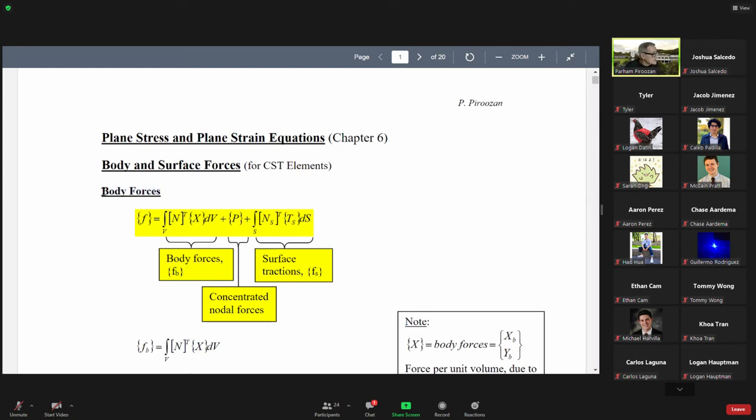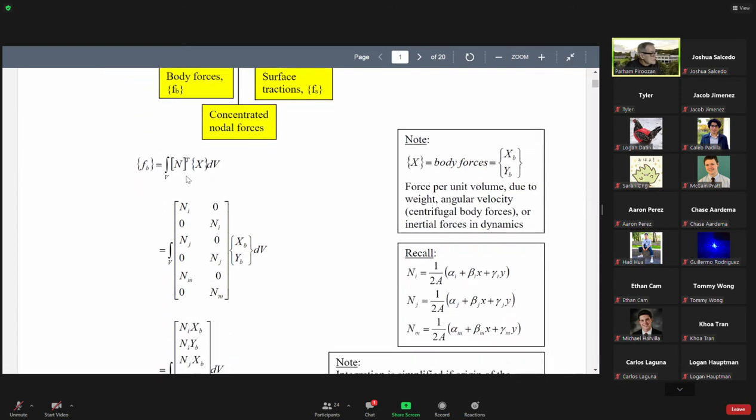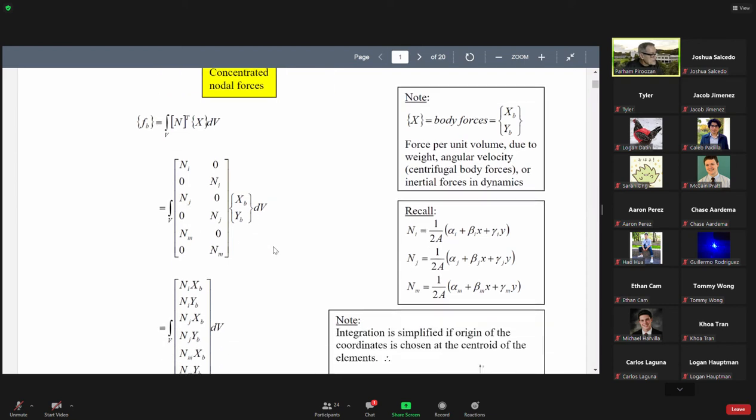Now, I want to look at this one, body forces here. It is given by this, N transpose X dV. Now, this is a triangular element. It has 3 nodes. So this N would be Ni 0, 0 Ni, Nj 0, 0 Nj, and this is our N. X is our body forces. This is body forces in the X direction, body forces in the Y direction. Multiplying this, we get this.